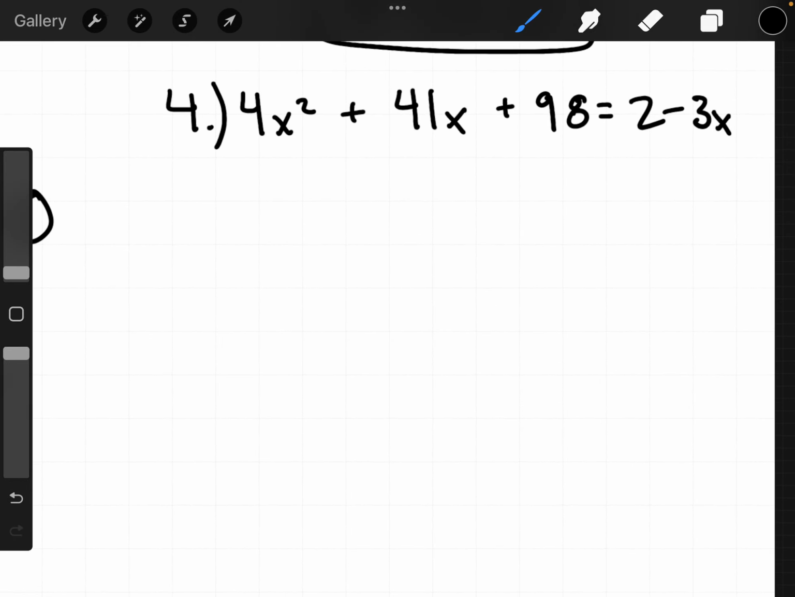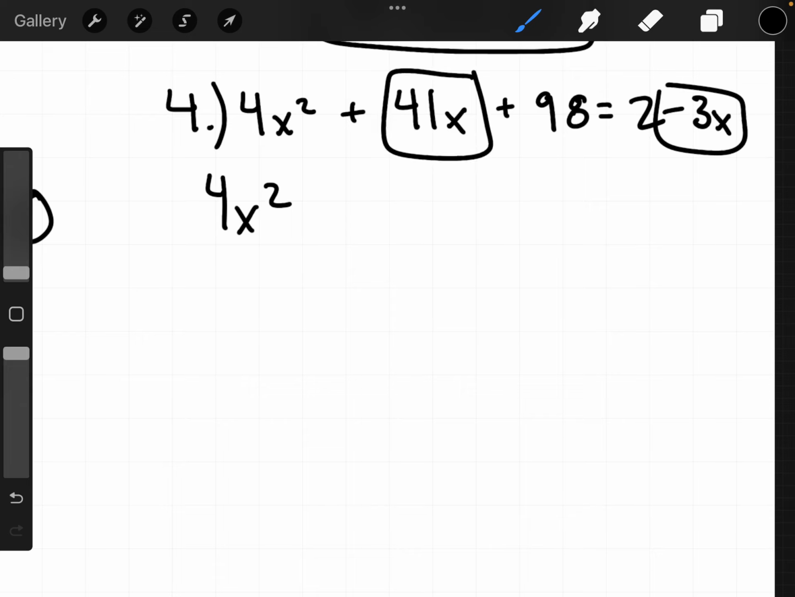Now for example number 4, this one's a bit more complicated because this side doesn't already equal 0. However, we can move everything over to the other side of the equation and make it equal to 0. We need to combine like terms, so this term and these two are the same. So we're going to add 3x to both sides, which is going to cancel out this 3x, and it's going to add it to 41x, resulting in 44x.